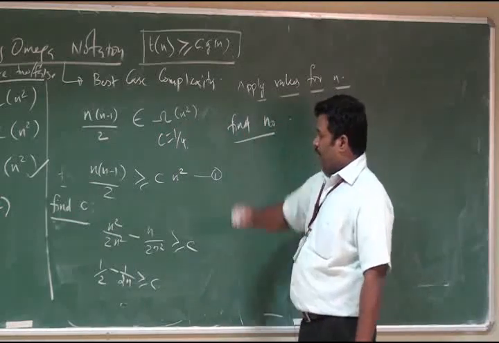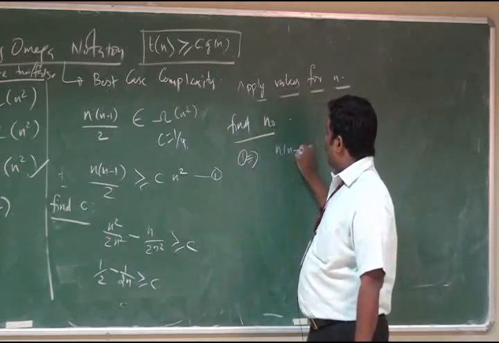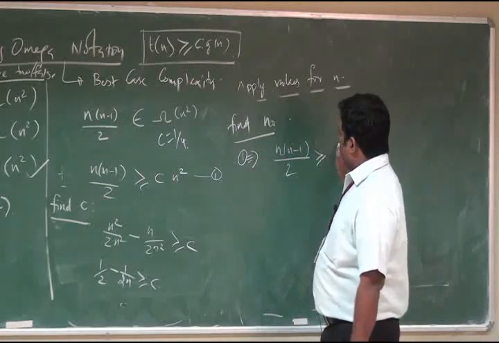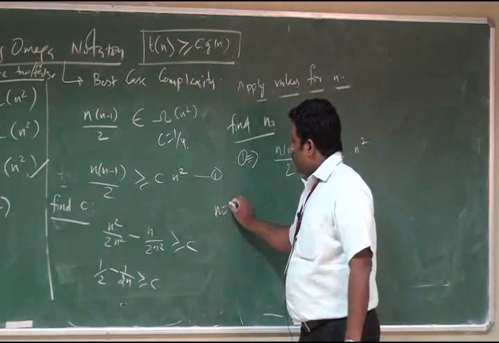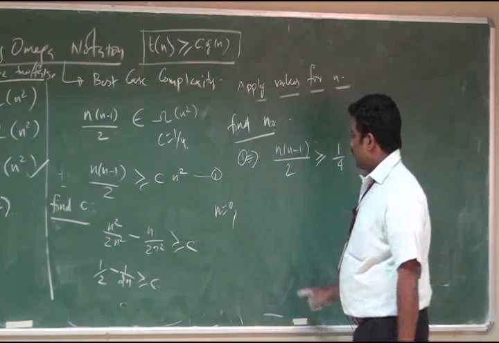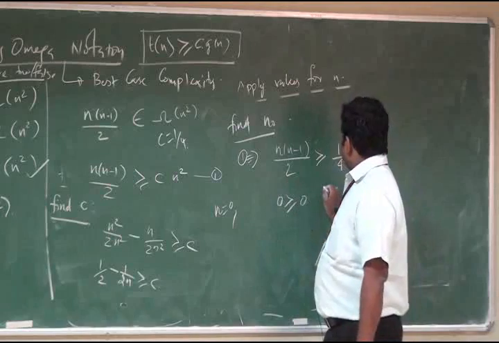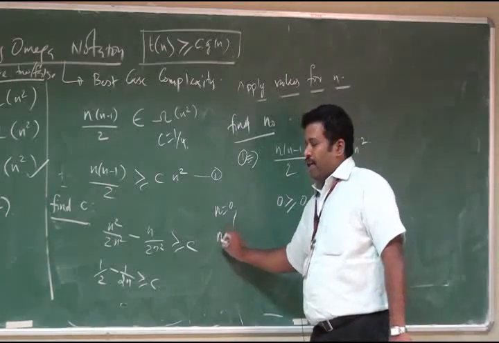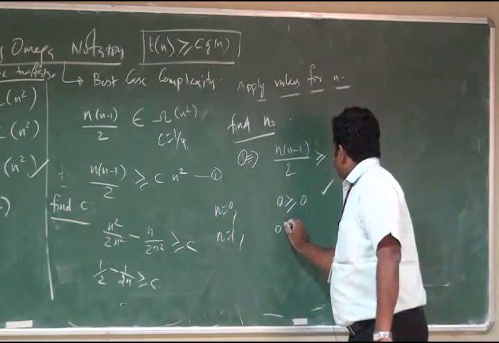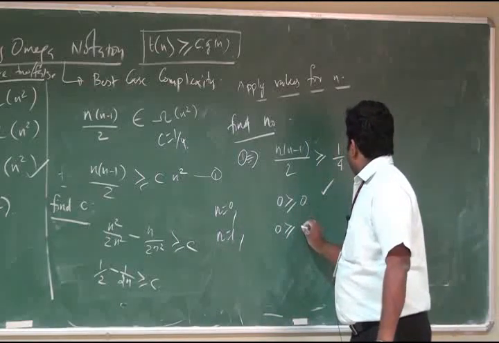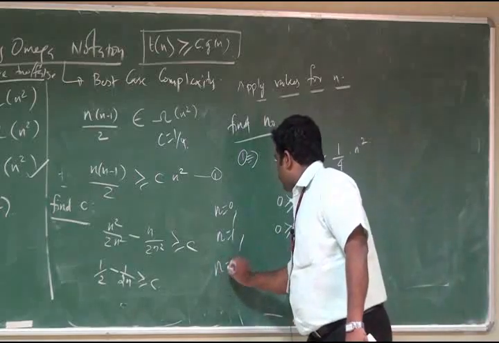Now find a non-negative integer n naught. So therefore equation number 1 can be written as n into n minus 1 by 2 greater than or equivalent to 1 by 4 into n square. Apply n from 0 to 5 positive instances. First n is equivalent to 0. You are getting 0 is greater than or equivalent to 0. It is true. Now apply n equivalent to 1, therefore you are getting 0 is greater than or equal to 1 by 4. It is false.